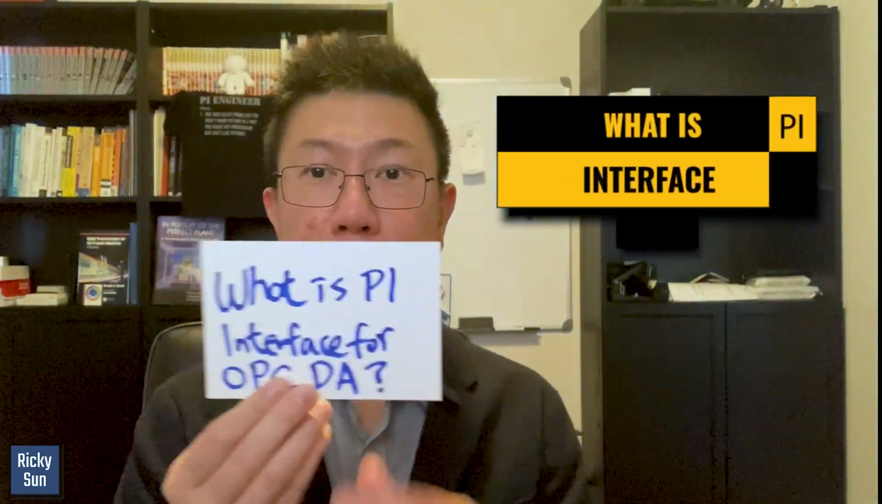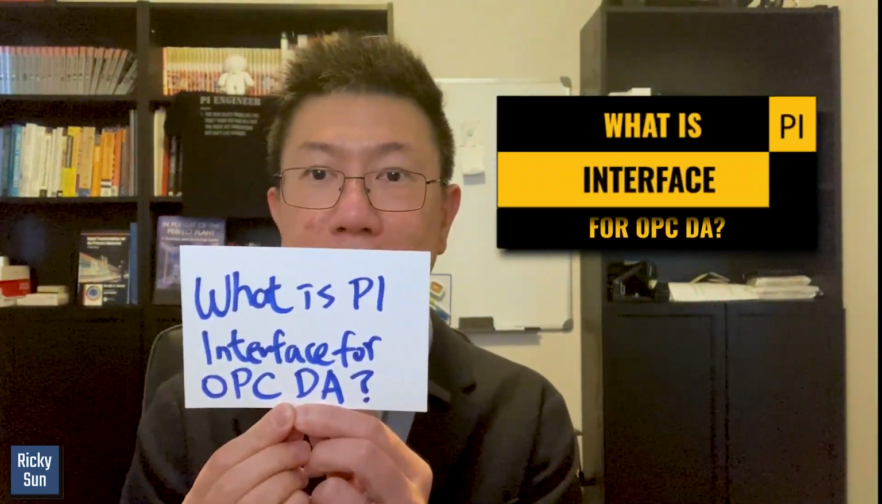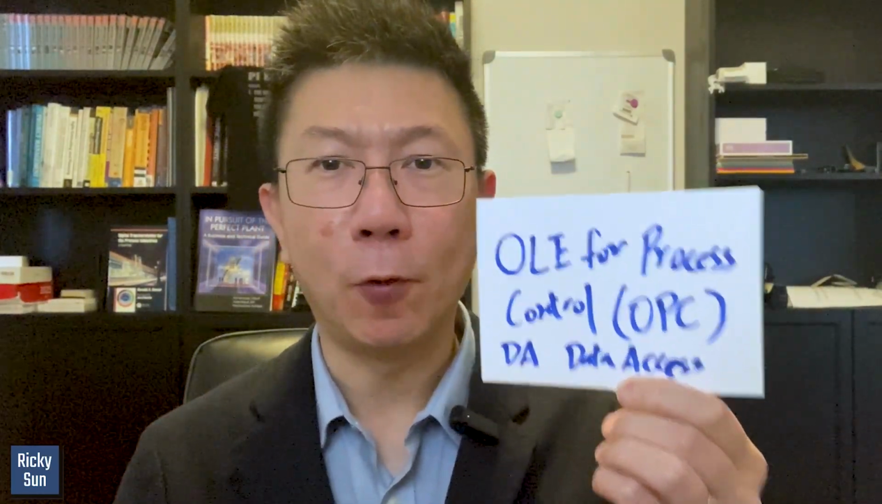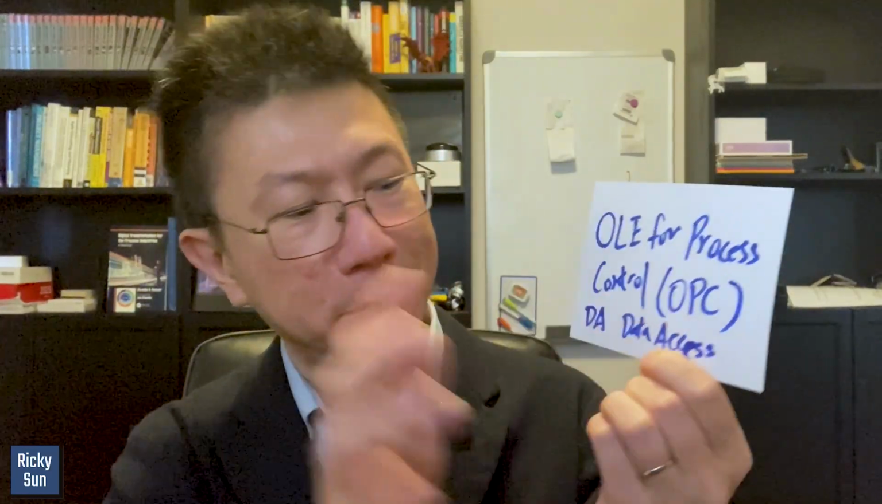I'm a Pi consultant. In this video, I'm going to talk about what the Pi interface for OPC DA is. In terms of definitions, what is OPC DA? OPC DA is OLE for process control. That's OPC. And DA is data access. So that's the definition.